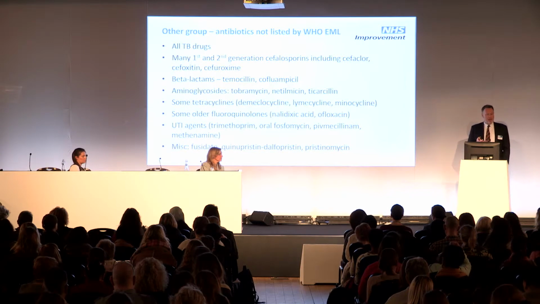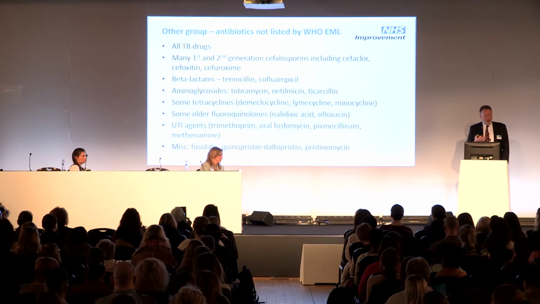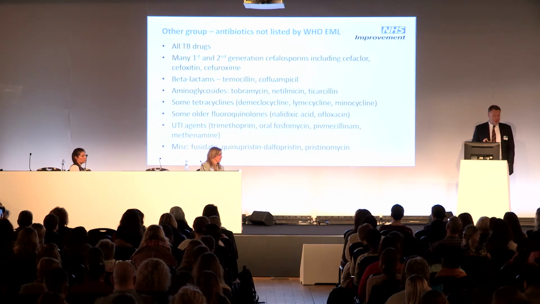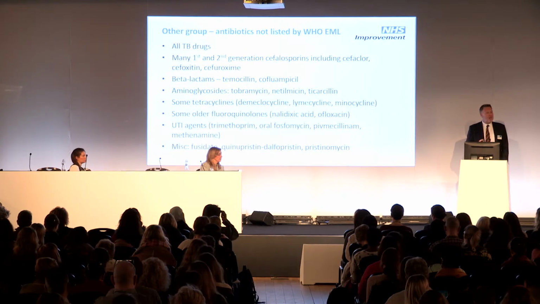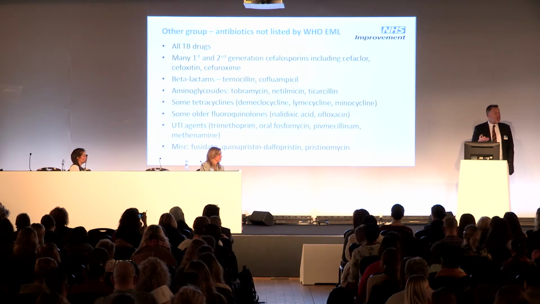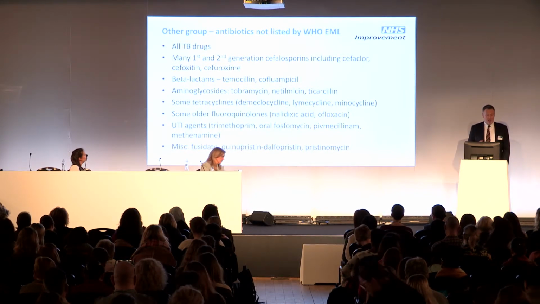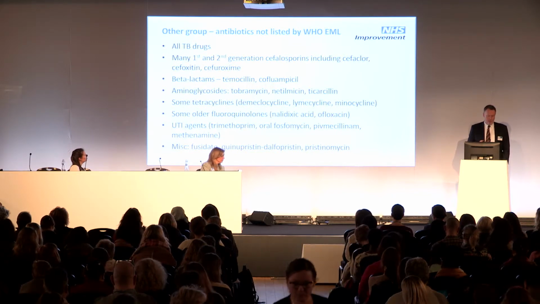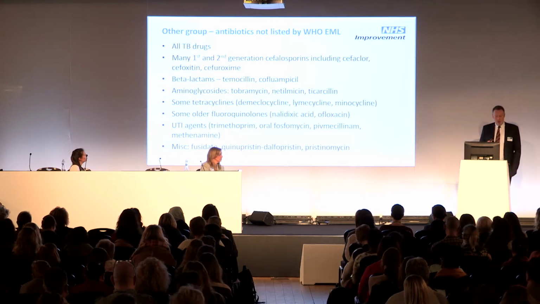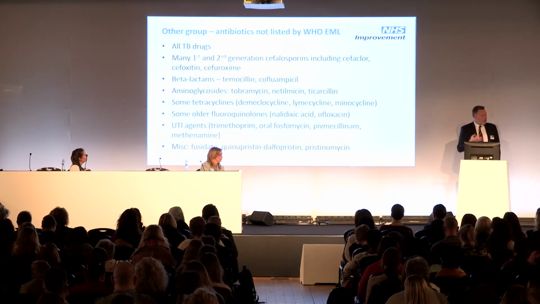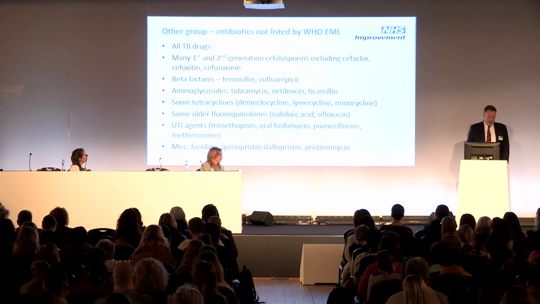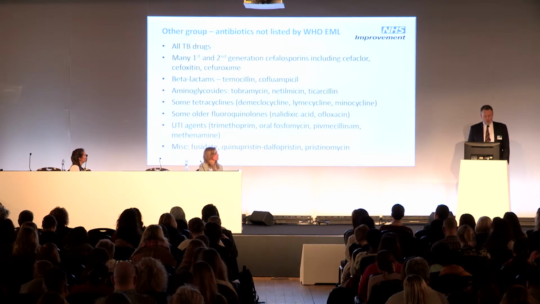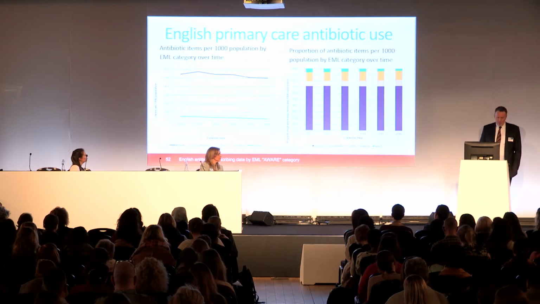So all TB drugs, many of the first and second generation cephalosporins, other beta-lactams that are used in some countries but not globally, things like temocillin. Not all the aminoglycosides were included, and they only mentioned some of the more common tetracyclines. Some of the skin, acne-related tetracyclines were missing, and they didn't really focus on some of the older fluoroquinolones. But one of the really key areas missing was the UTI agents. They were just missed out totally. So trimethoprim, oral fosfomycin, pivmecillinam, methenamine, things like that. And then there were a few miscellaneous ones which weren't on the list.